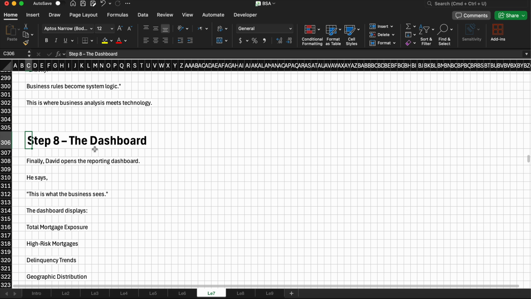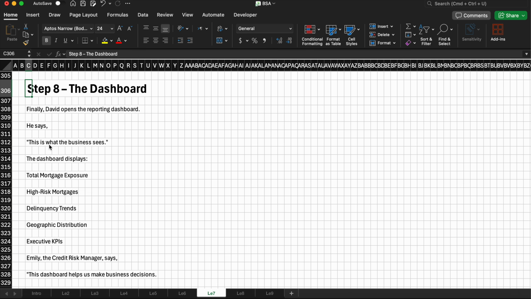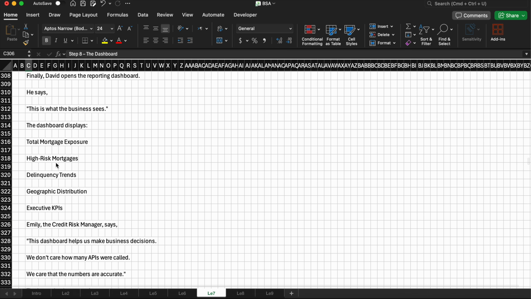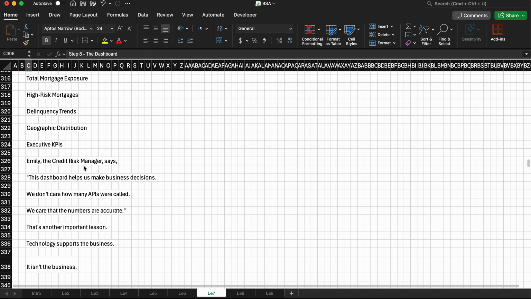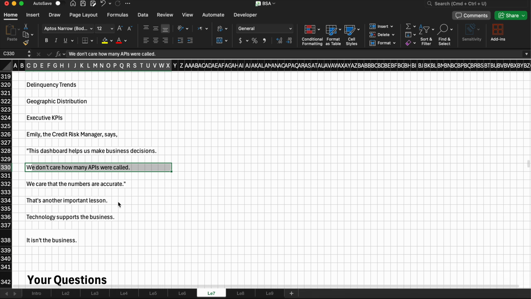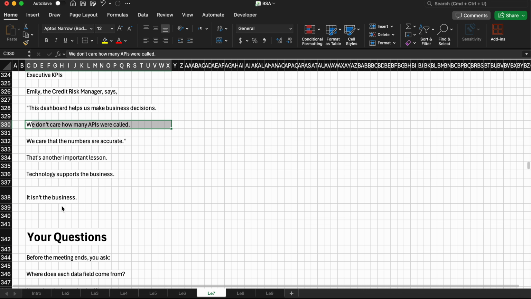Step number 8, the final expected output. Reporting dashboard. This is where the business sees the dashboard displays, right? Total mortgage exposure, high risk mortgages, delinquency trends, geographic distribution, executive KPIs. Emily, the credit risk manager: the dashboards help us make business decisions. We don't care how many APIs were called, right? Exactly, this is your point. We care that the numbers are accurate. That's another important lesson. Technology supports the business. It is in the business, right?